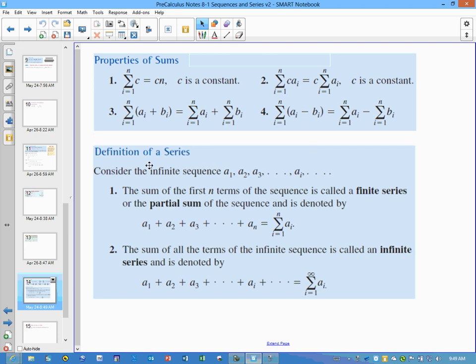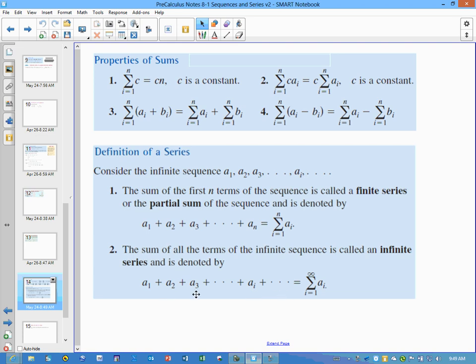Now, we mentioned before the word series. The series is what we get when we add up these terms in a sequence. So a series is usually an infinite series is what we talk about in mathematics. An infinite series means that we're going to add up all of the numbers through infinity. There's going to be an infinite number of terms.